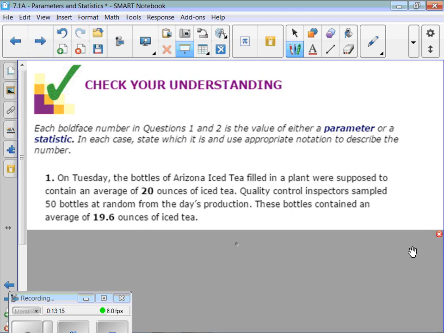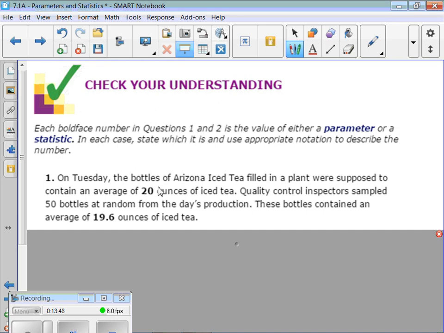Let's try one more. On Tuesday, the bottles of Arizona iced tea filled in a plant were supposed to contain an average of 20 ounces of iced tea. A quality control inspector sampled 50 bottles at random from the day's production. The bottles contained an average of 19.6 ounces of tea. So we want to know, is the value of either a parameter or a statistic? In each case, state whether it is and use appropriate notation to describe the number.